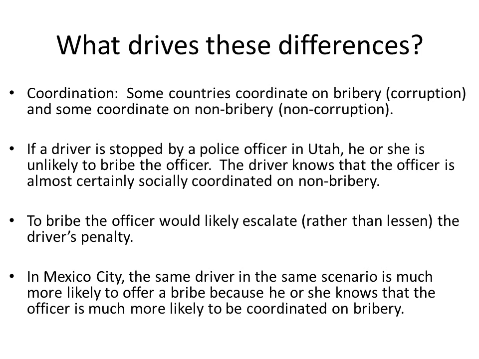If the same driver were in Mexico City and were pulled over by a police officer, they would be much more likely to bribe the officer, out of the knowledge that that officer is more likely to be coordinated on corruption or coordinated on bribery. So the same person in different settings, regardless of personal characteristics, we would expect to be more likely to behave corruptly if they're in a corrupt environment, just responding to incentives to coordinate with that society.